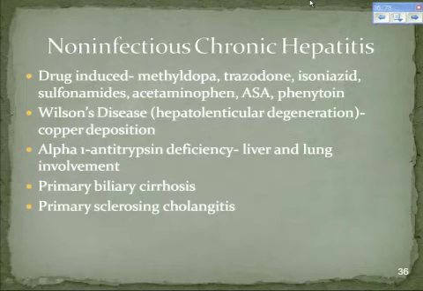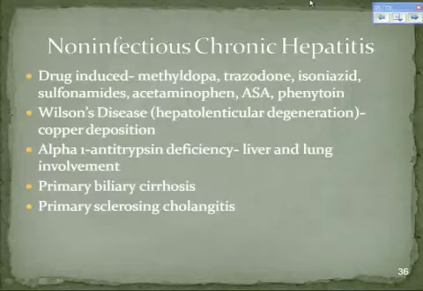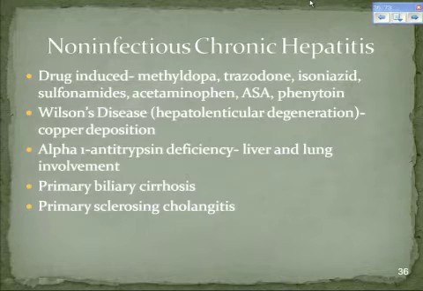Your non-infectious causes are the drug-induced ones, like methyldopa and trazodone. I don't expect you to memorize this, but just know that there are many different drugs that can cause chronic hepatitis. If you see somebody come in with that, you really need to look at the book and pull out all the different drugs that can cause hepatitis and then eliminate them. You can't keep that person on it.